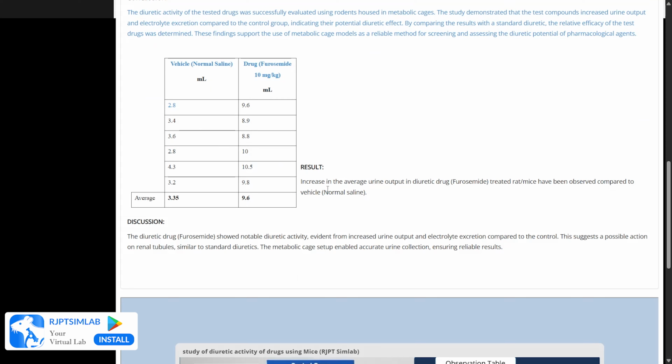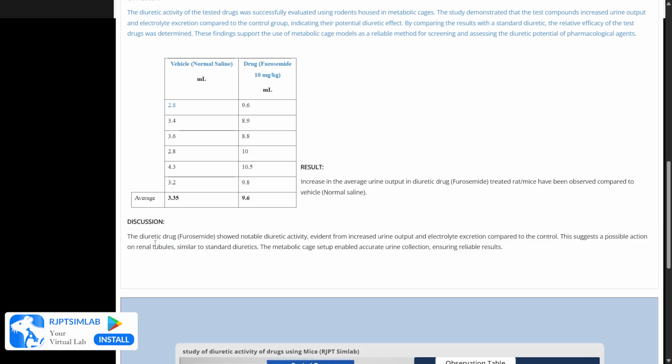The result says that an increase in the average urine output in the diuretic drug furosemide treated mice has been observed compared to the vehicle, normal saline. This means that the group of mice of the drug group has shown increased average urine output in comparison to the vehicle, which means the control group of mice, in which we have inserted normal saline solution.